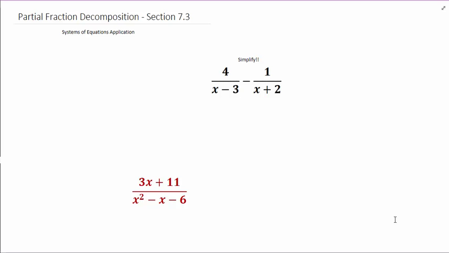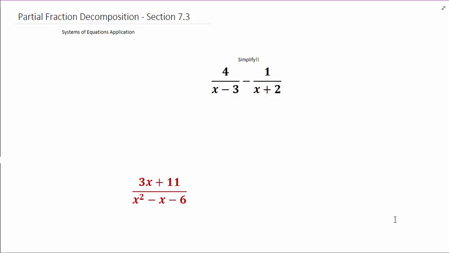Today we're going to talk about partial fraction decomposition. This is still in section 7.3. It's a systems of equations application. So we're going to have multiple unknowns with multiple equations. We can solve that using substitution, elimination. Technically we could solve it using graphing, or we can use matrices.